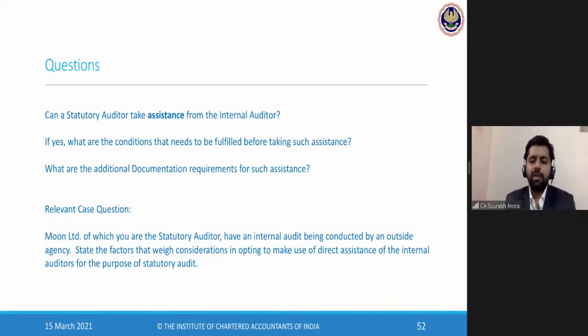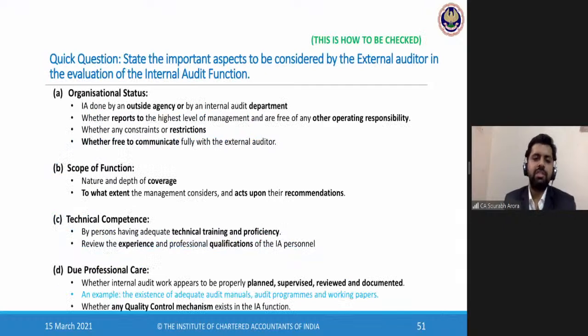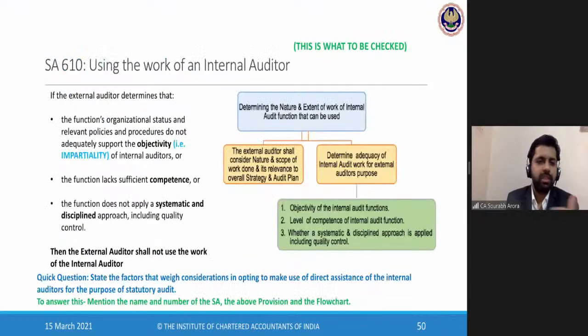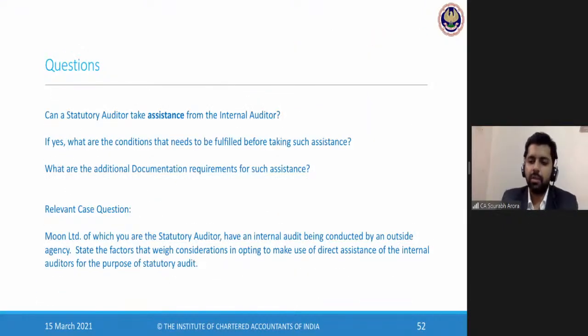Then we'll come to the next question. So this was just regarding the using the work of the internal auditor. But now the question comes, whether the statutory auditor can take assistance from the internal auditor, whether they can ask them for some help, and if yes, what are the conditions that need to be fulfilled before taking such assistance, and what are the documentation requirements of such assistance.